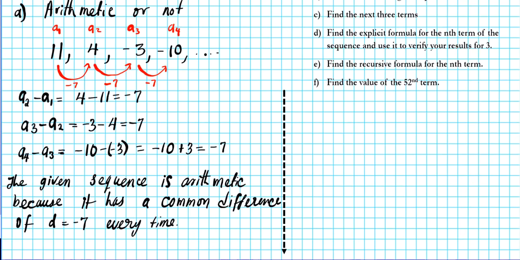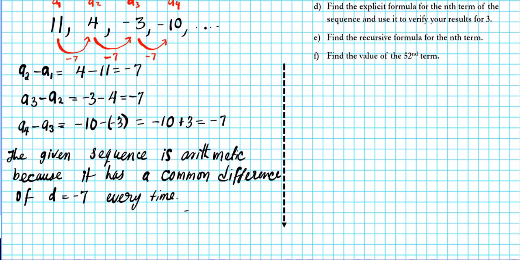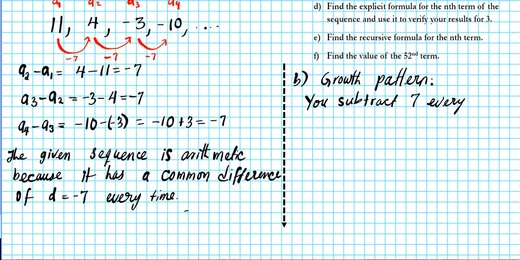Alright, let's advance to the B part. For the B part, we are to describe the growth pattern. Okay, so let's go ahead and write that down. So for part B, we need to describe the growth pattern. So the growth pattern is straightforward. You subtract 7 every time. That's why we have a common difference of -7.